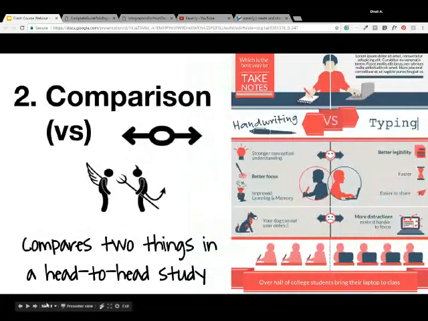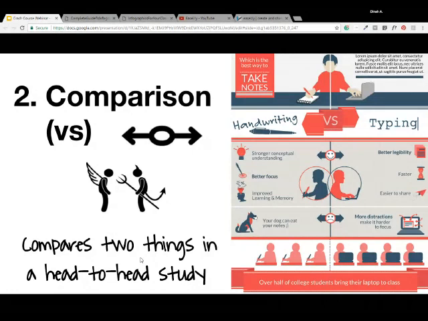Okay, the next thing is the comparison. So the comparison is going to compare two things in a head-to-head study. Now, you can compare two similar things and show what's different about them, or you can show two different things and show what's similar about them. You can come to a conclusion on whether or not one aspect of the topic is better than the other, or you can leave it open-ended for your audience to determine for themselves.